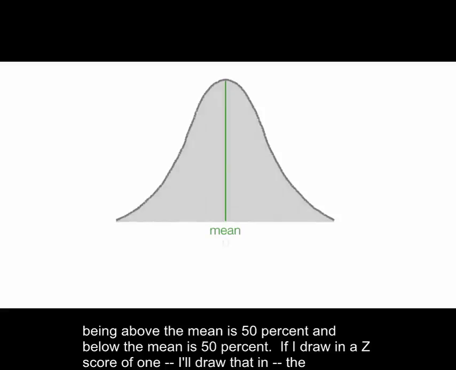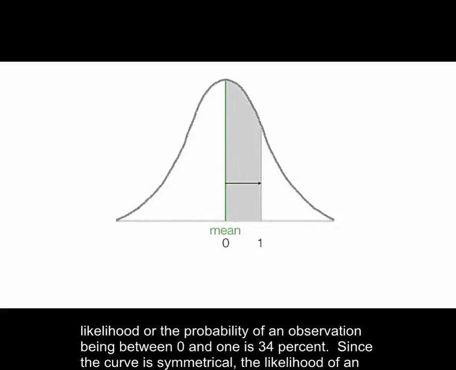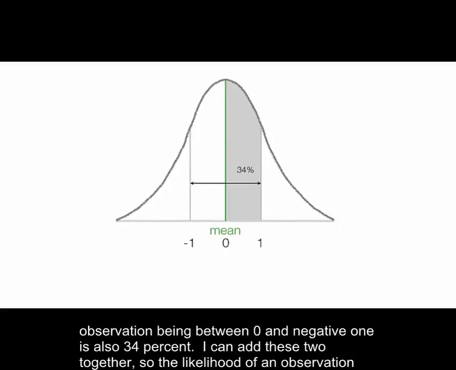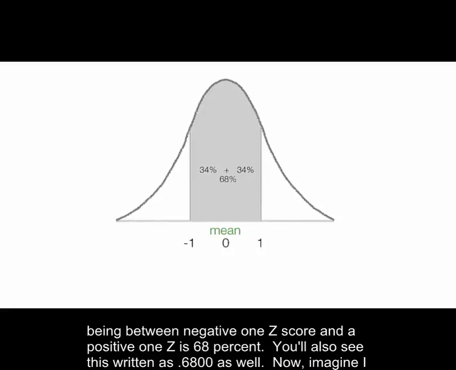If I draw in a z-score of 1, the likelihood, or the probability of an observation being between 0 and 1 is 34%. Since the curve is symmetrical, the likelihood of an observation being between 0 and -1 is also 34%. I can add these two together, so the likelihood of an observation being between -1 z-score and a positive 1 z is 68%. You'll also see this written as 0.6800 as well.